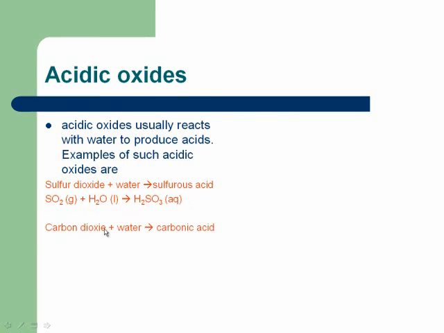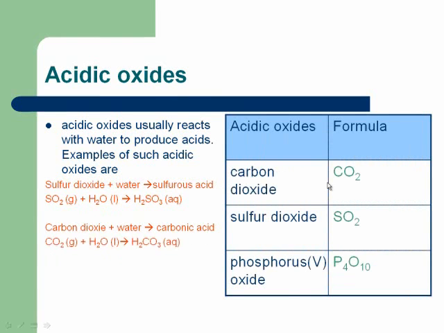Oh, there's a spelling error down here. It should be DIOXIDE. So carbon dioxide can react with water to form carbonic acid. This is the chemical equation. Good. These are the examples of the acidic oxide, accompanied with the formula. Look at the formula.